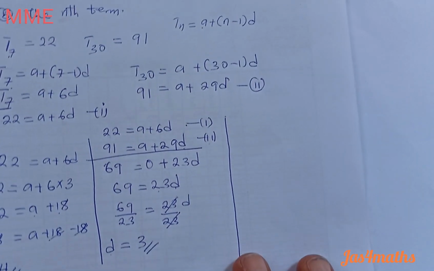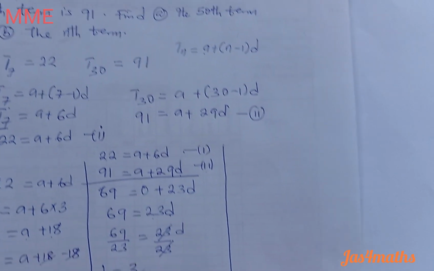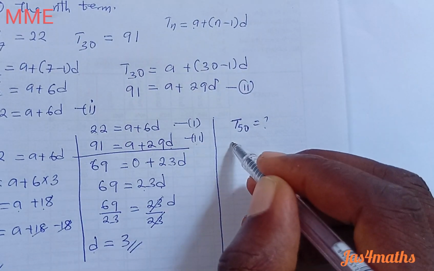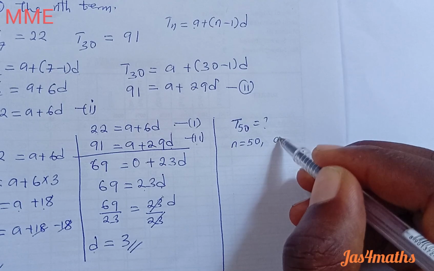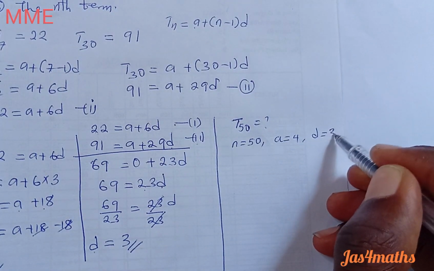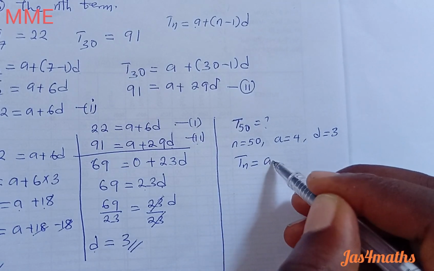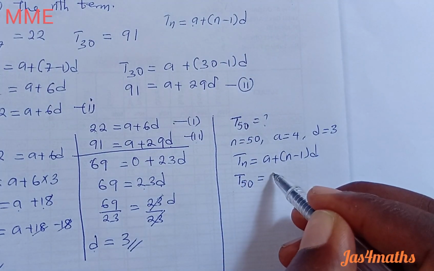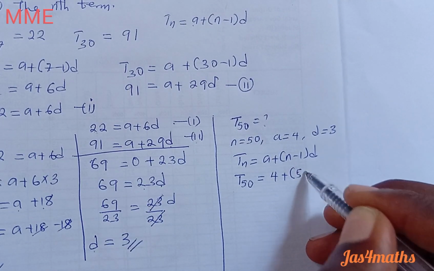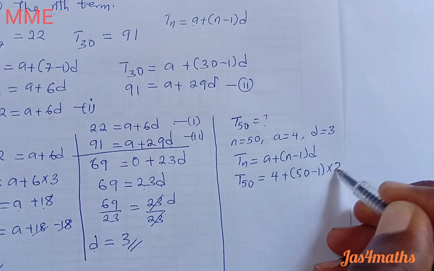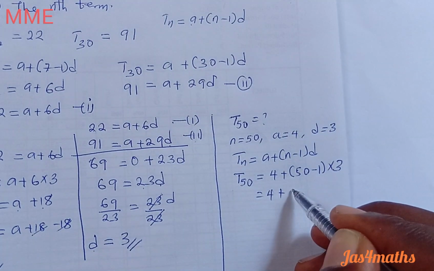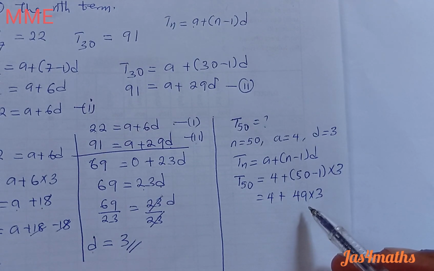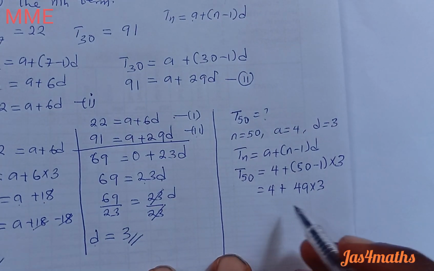Since you have gotten A to be 4 and D to be 3, the first part of the question said we should find the 50th term of the sequence. So it means T50 is what we are looking for. My n is 50, the number of the given term, A is 4, and my D is 3. So into this formula, I can now get my desired result. T50 is 4 plus 50 minus 1 multiplied by 3. So we have 4 plus 49 multiplied by 3. It's BODMAS: you have to do the multiplication before the addition.